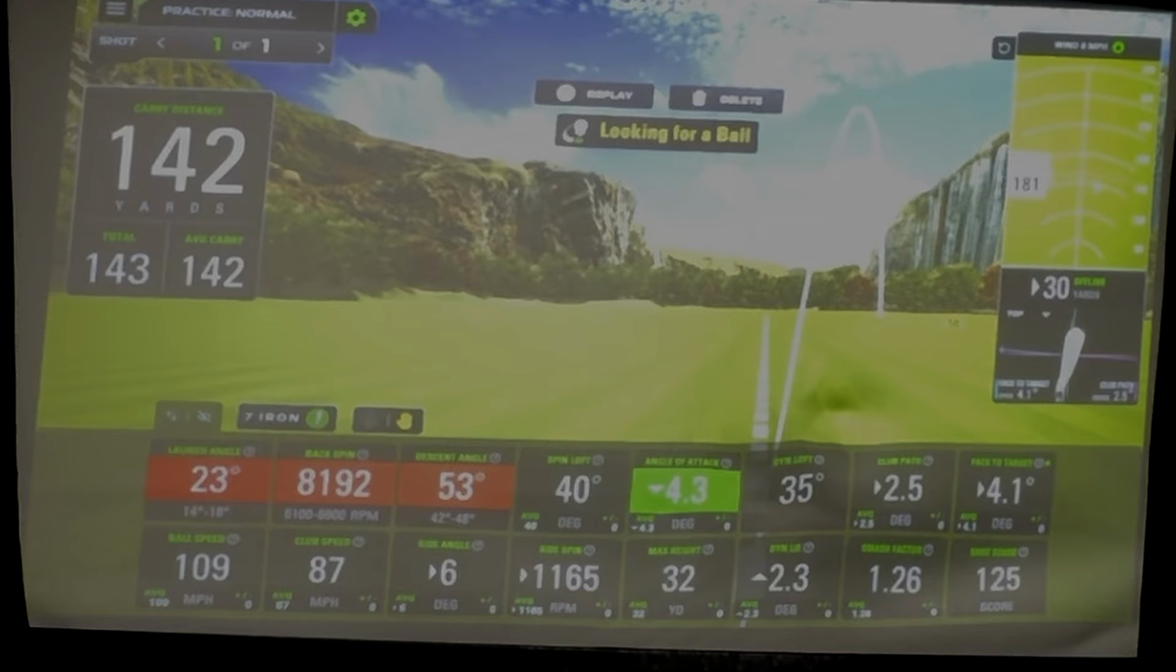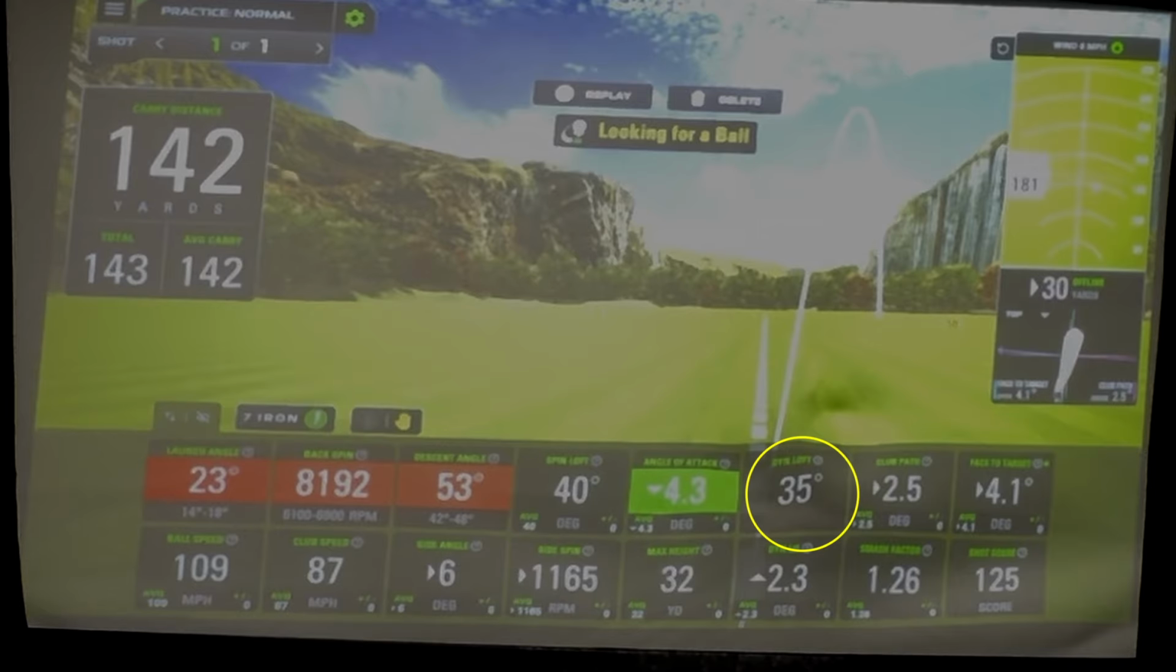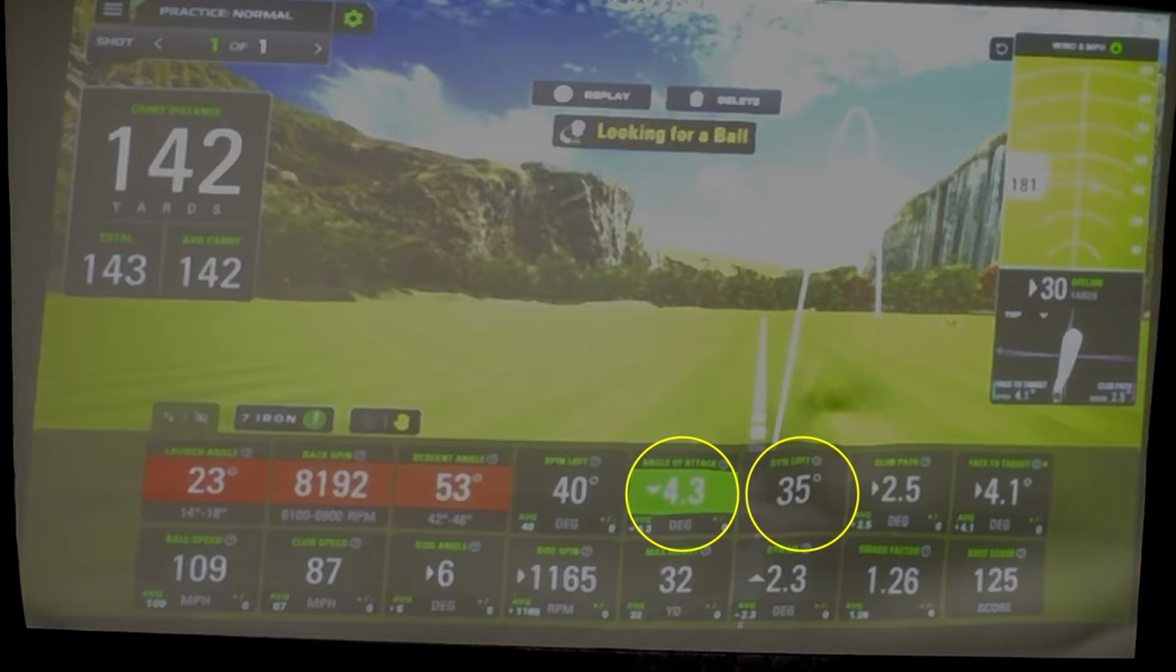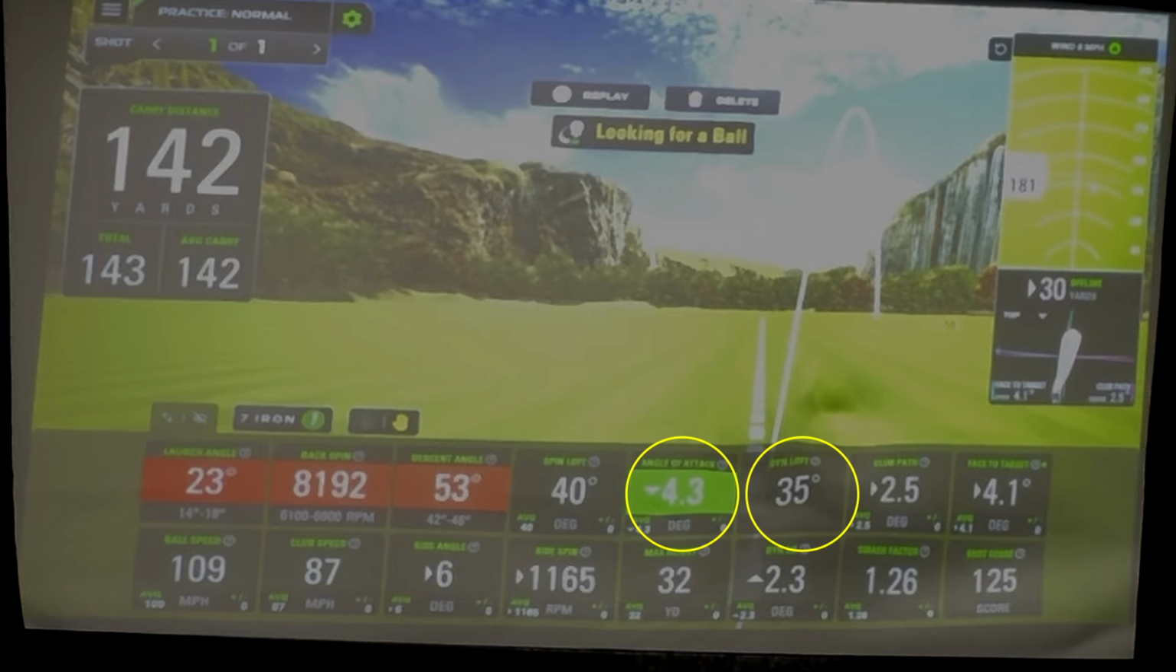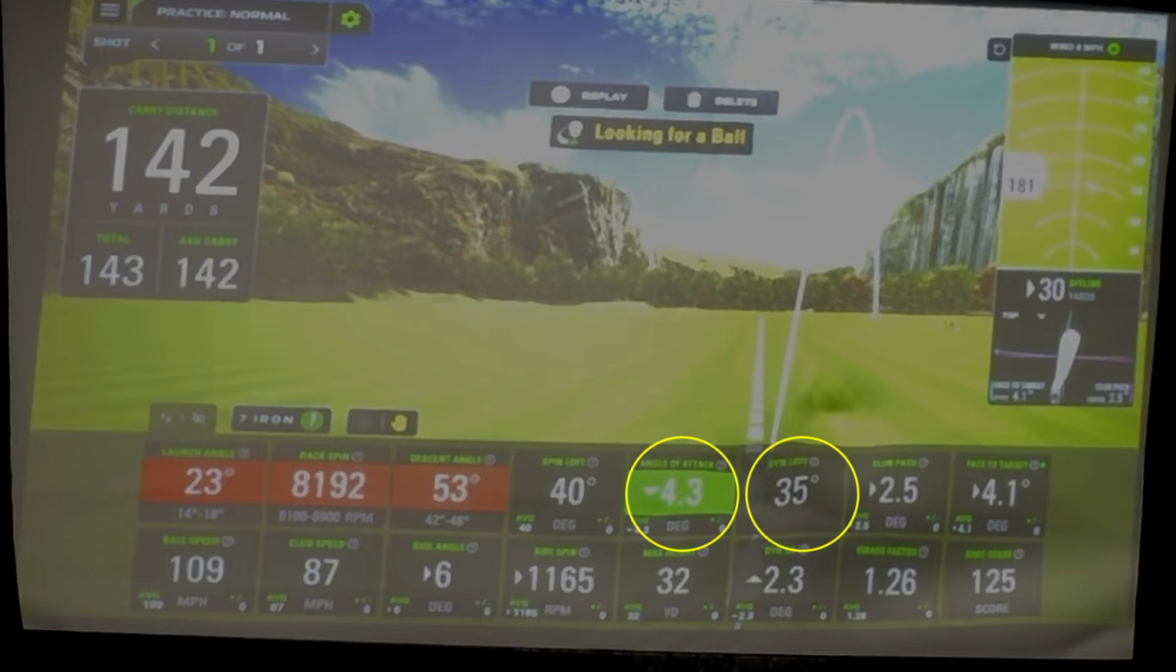Okay, so to calculate spin loft, once again, we take the dynamic loft and subtract the angle of attack, which is represented in this case because we hit an iron. So the angle of attack was down, which would represent a negative number. So bringing you back to math class, anytime you subtract a negative number, it turns into a positive. So we are going to add and increase spin loft.